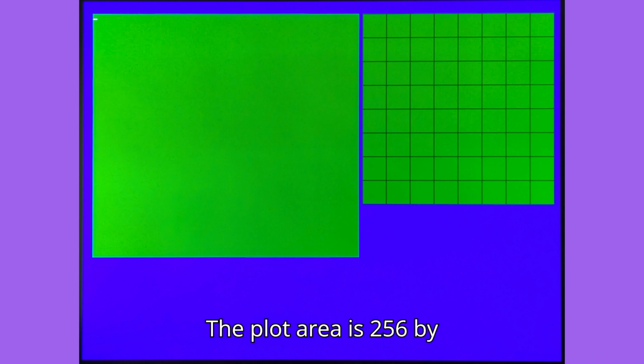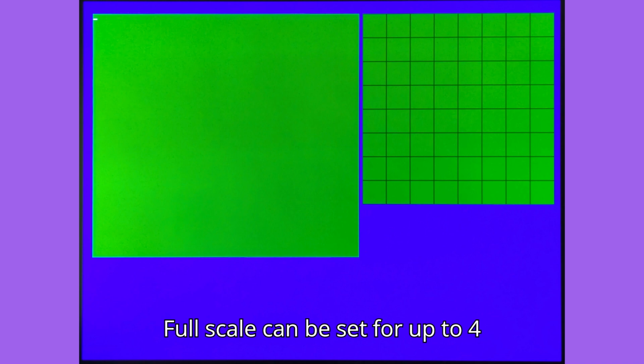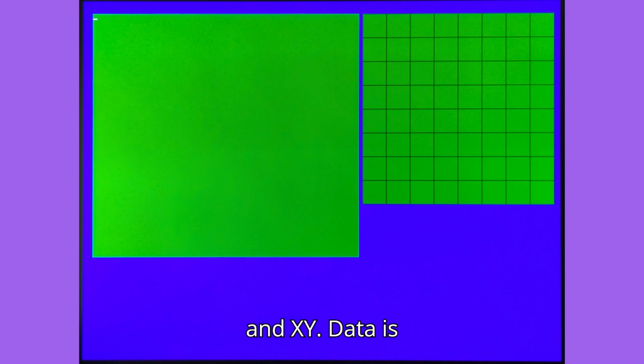The plot area is 256 by 256 pixels. Plots are scaled to plus and minus 10. Full scale can be set for up to 4 plots. 2 plot modes are available: XT strip chart and XY.